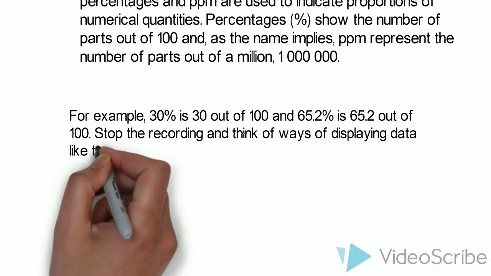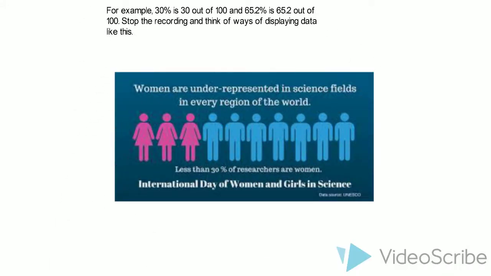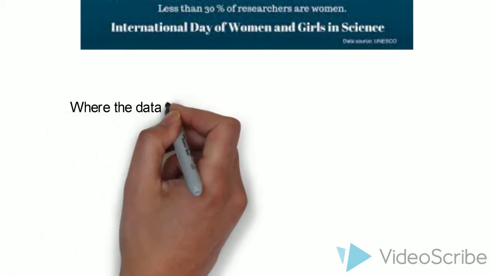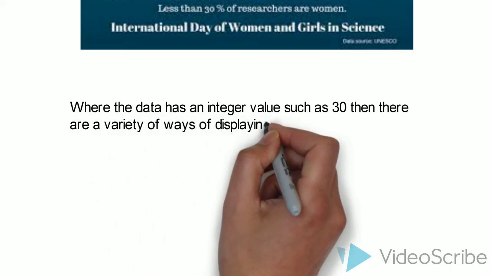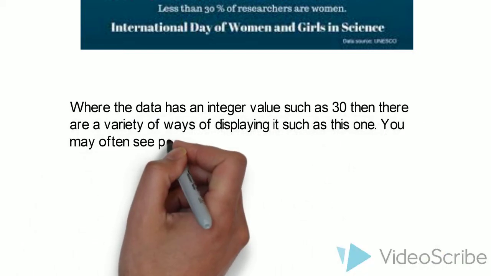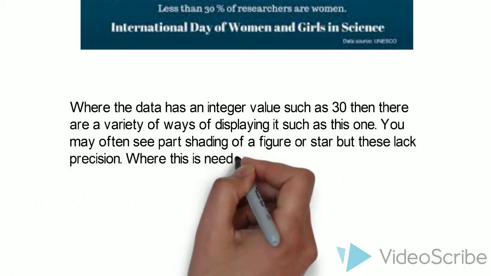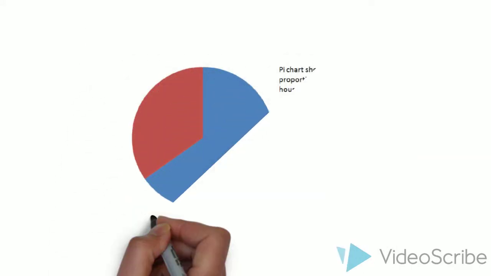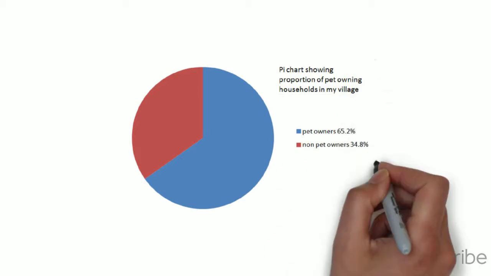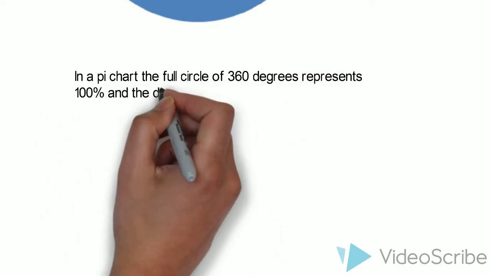Stop the recording and think of ways of displaying data like this. Where the data has an integer value, such as 30, then there are a variety of ways of displaying it, such as this one. You may often see part shading of a figure or star, but these lack precision. Where this is needed, a pie chart is often used. In a pie chart, the full circle of 360 degrees represents 100%, and the different proportions which make up the whole are denoted by coloured segments.